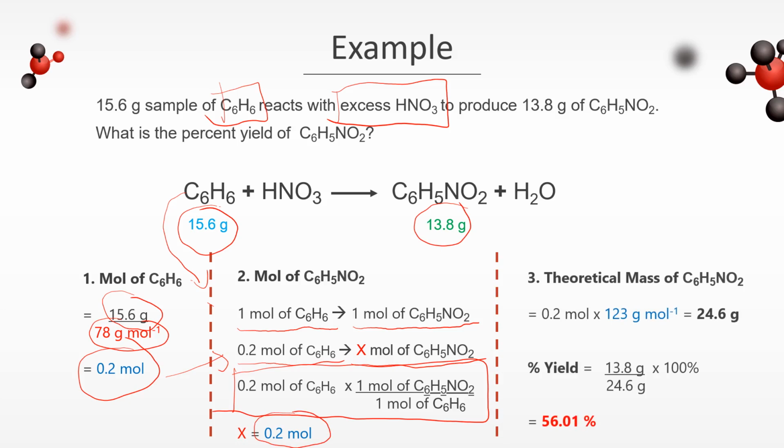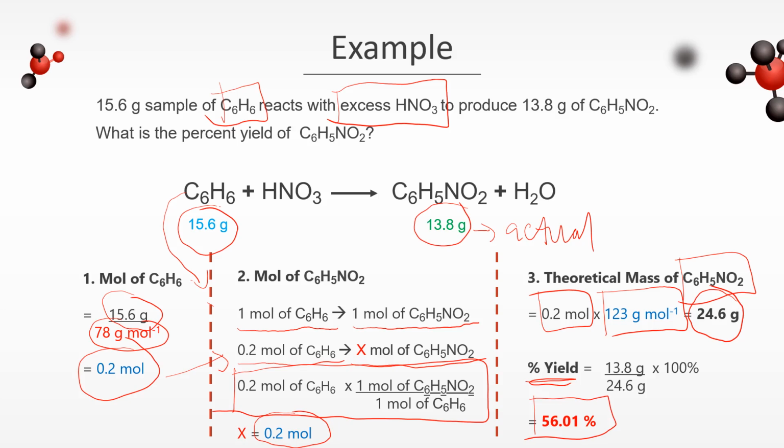Next, we have to find the theoretical mass of the product formed here. We have the moles, so we have to calculate the molar mass for the product. Here we have the molecular formula for the product formed, so we can get the molar mass. Mole multiplied by the molar mass, we get the theoretical mass of the product formed, 24.6 grams. To find the percentage yield, we use the formula where the actual yield is divided by the theoretical yield times 100%. Here is the actual yield. When we divide the actual yield by the theoretical yield, we get a reaction yield of 56.01%.